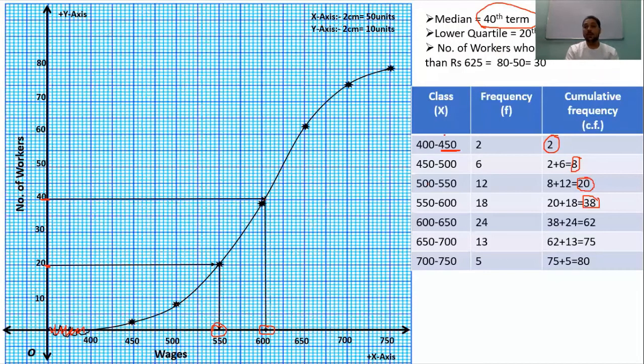Now we have to find the number of workers who earn more than rupees 650. We are given the wages here, 600 and 650, so this is the point we have to take. Now, how many workers are there who earn more than 625? Not 650, it is 625. How many workers take more than 625 wages?